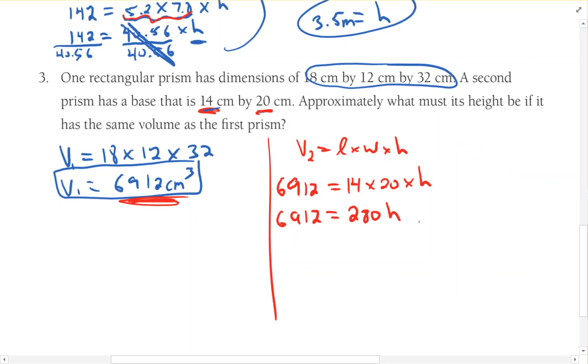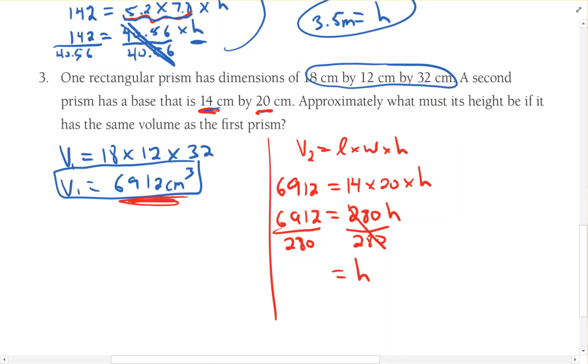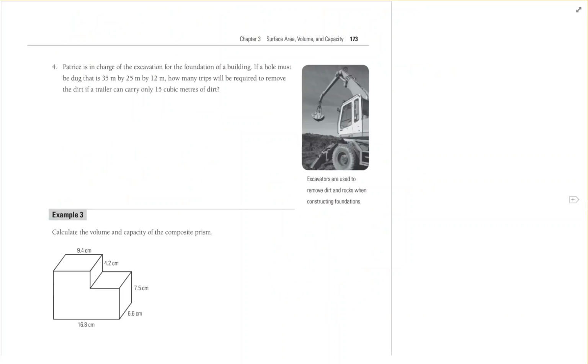So now we're going to just divide both sides by 280. So if I divide this side by 280, then I divide this side by 280. You have to do the same to both sides of the equation, right? So then we just get h is equal to 6,912 divided by 280 is equal to 24.7. And that was in centimeters. All right, moving on.